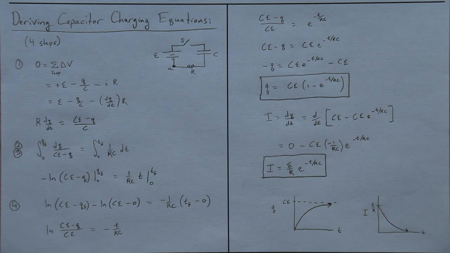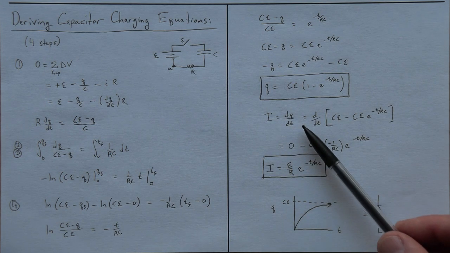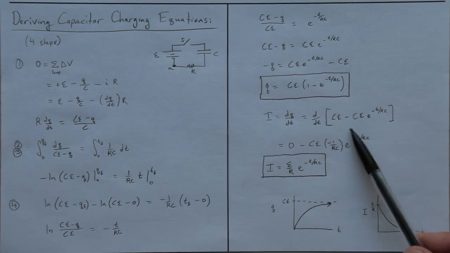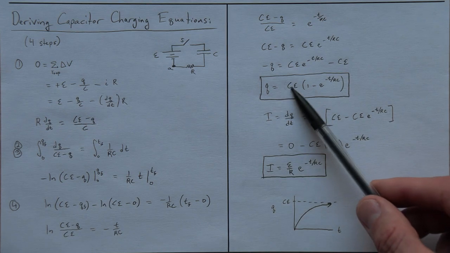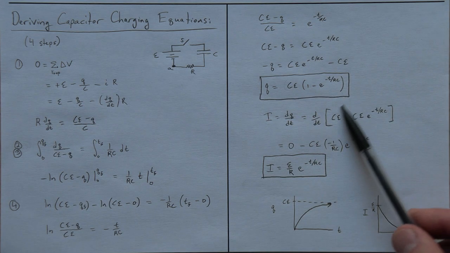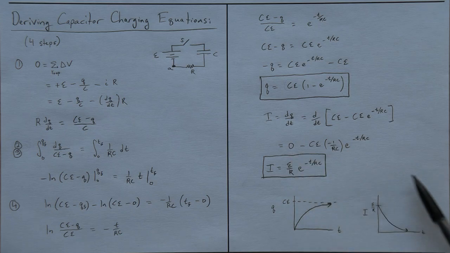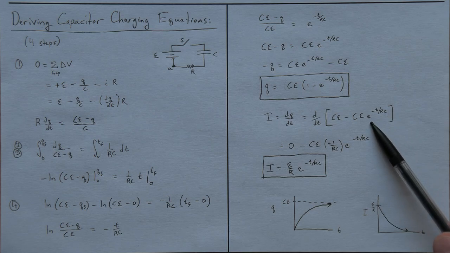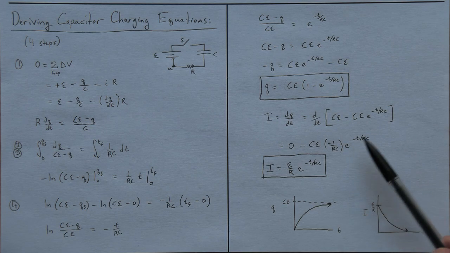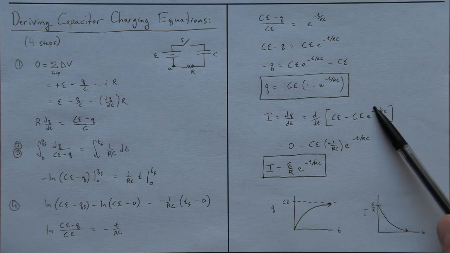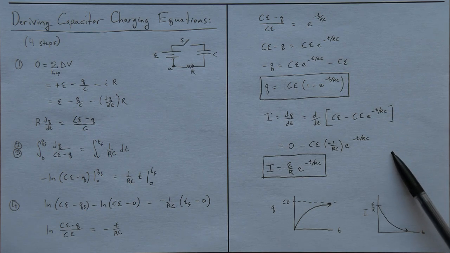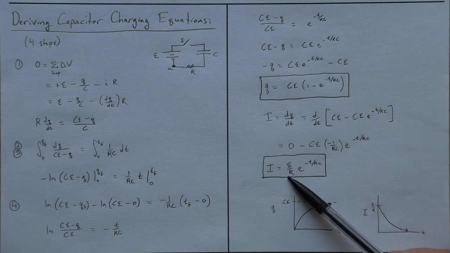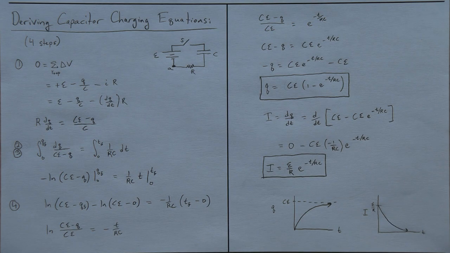Now, to find the current as a function of time, I basically have to take the derivative of this with respect to time. It's easier if I distribute this Cε in through the parentheses, and then when I take the derivative, the derivative of this is 0 because it's a constant, and the derivative of the exponential is just the exponential, but then I have to multiply by the derivative of what's inside the exponential because of the chain rule. So that gives me a negative 1 over RC here. The C's go away, and there's the current as a function of time.